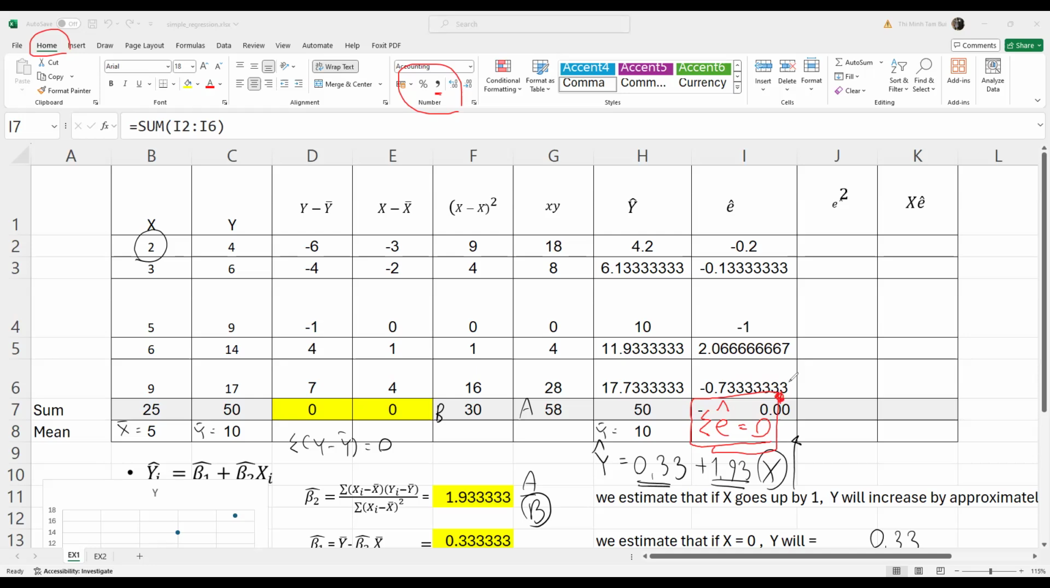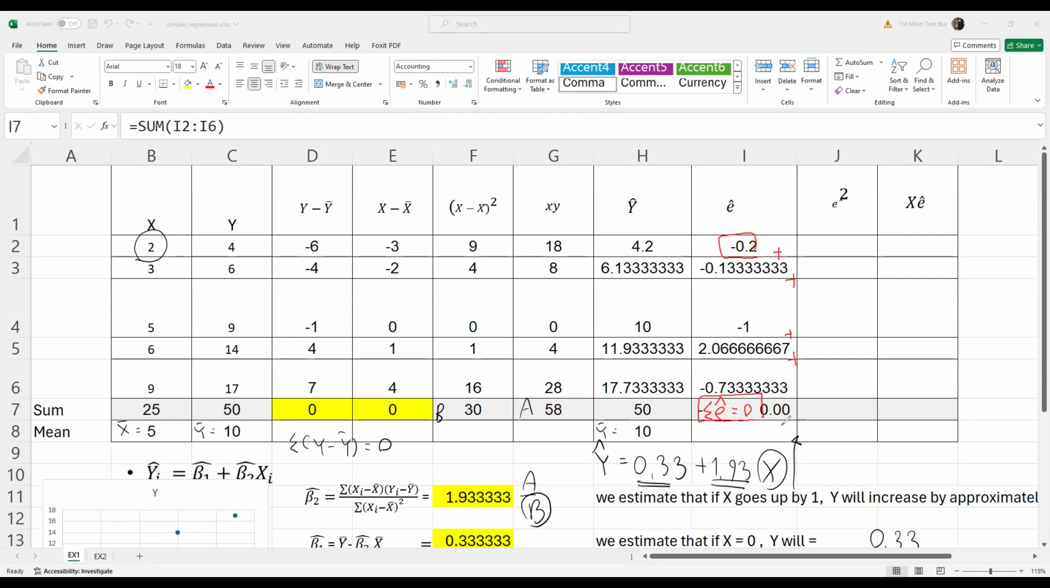Sigma means sum. For example, if I write down sigma error hat, it means you sum all the errors: error 1 plus error 2 plus error 3. This is the meaning. So here we calculate each error and then you sum them together. You sum, and you get that sigma error hat is zero.